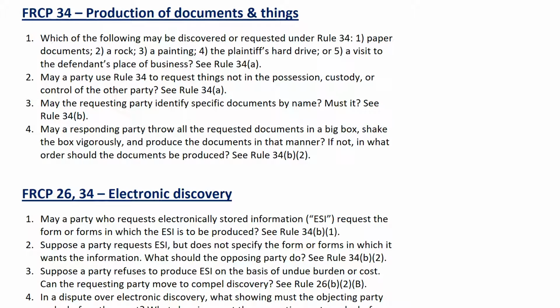This is number 8 in our series of discovery videos. This one's on production of documents and things under Rule 34. So we're going to talk about Rule 34. We're also going to talk about electronic discovery under Rule 34 and some of the other aspects of Rule 26 that bear on electronic discovery.